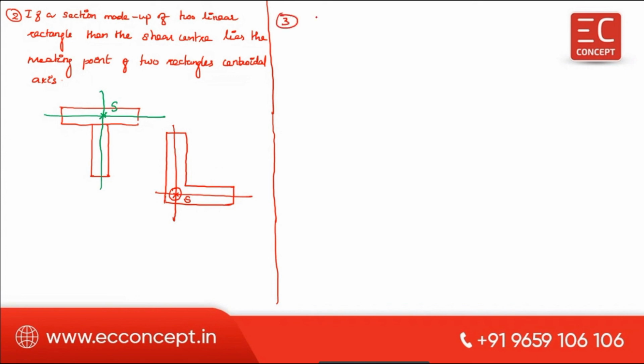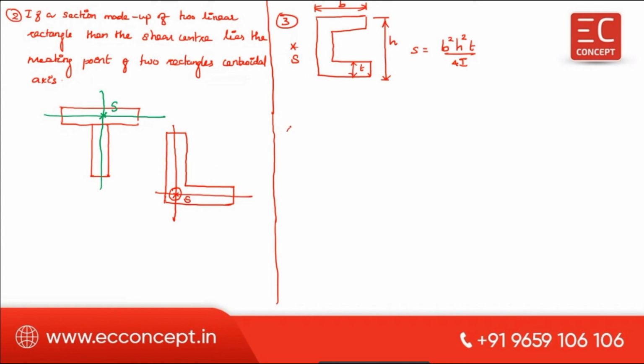Third one, for a channel section, the shear center lies somewhere here, outside the section. This distance of the shear center is equal to B square H square T divided by 4I. From here to here is B, this distance is H, and this is the thickness.